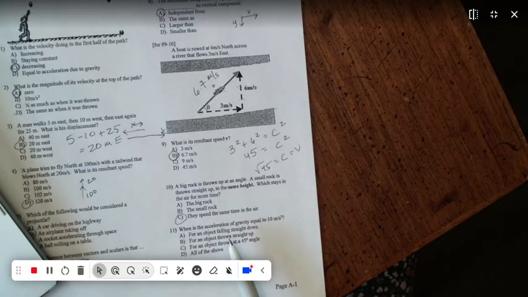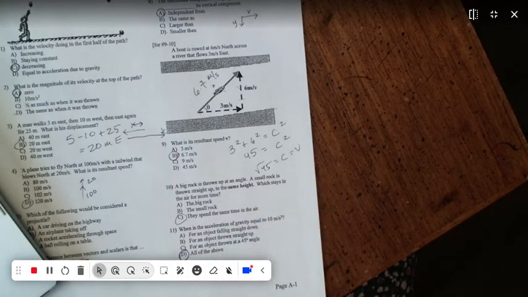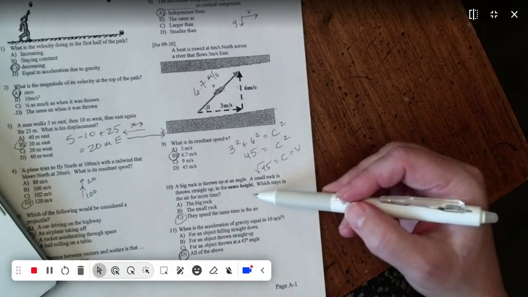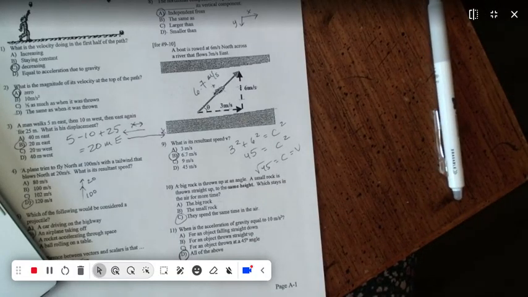When is the acceleration of gravity equal to 10 meters per second per second? That's rounded. Object falling down, object thrown straight up, object thrown at an angle, all of them. All of these objects have the same acceleration due to gravity, okay? That also, again, explains number 10. It's the same acceleration due to gravity.